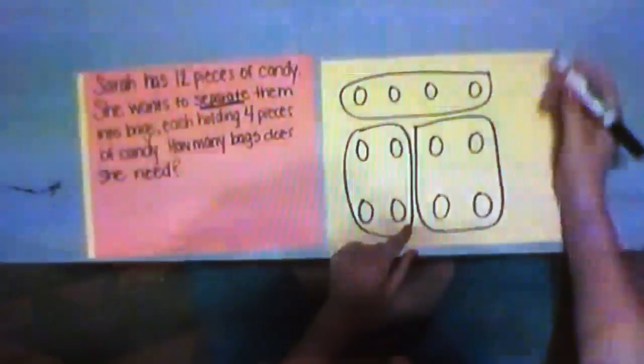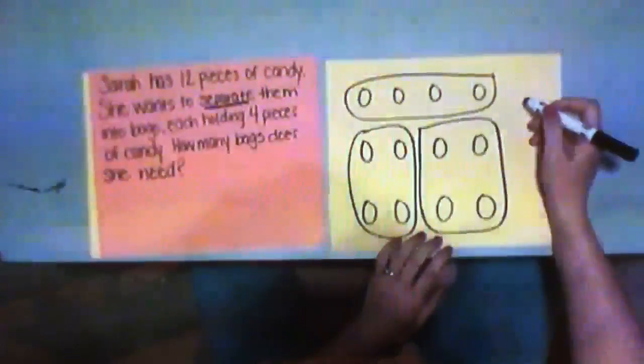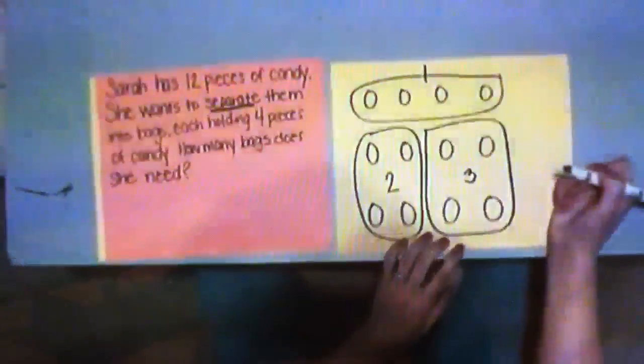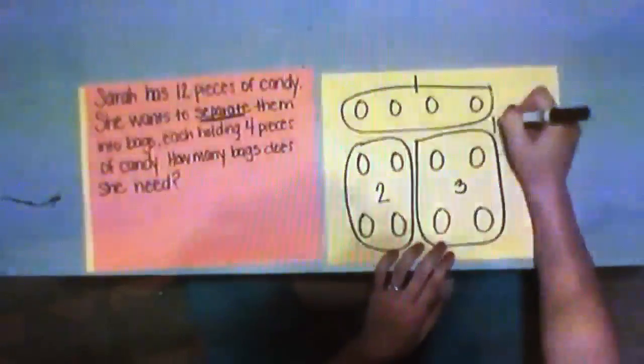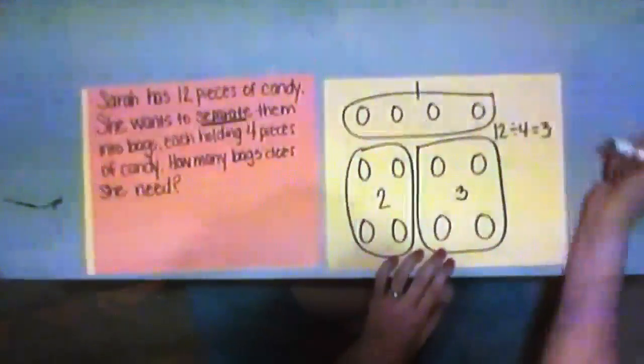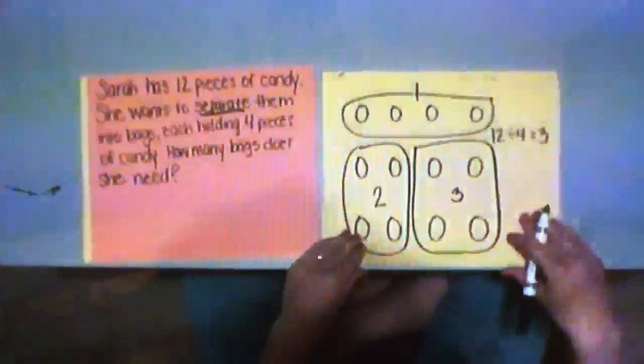Very good. Now, to find out how many bags that Sarah needs to put her 12 pieces of candy into bags with 4 each, we're going to count how many circles we've drawn. So this is 1, 2, 3 bags. Therefore, 12 divided by 4 equals 3. Very good. Now let's do one that's a little harder.